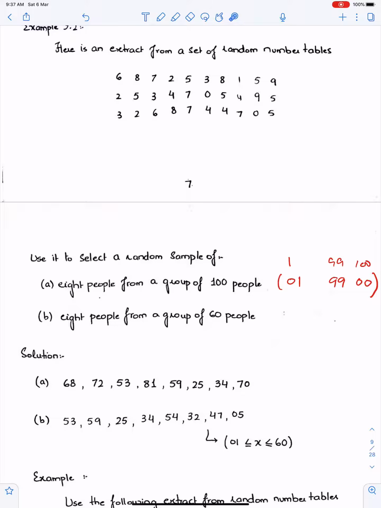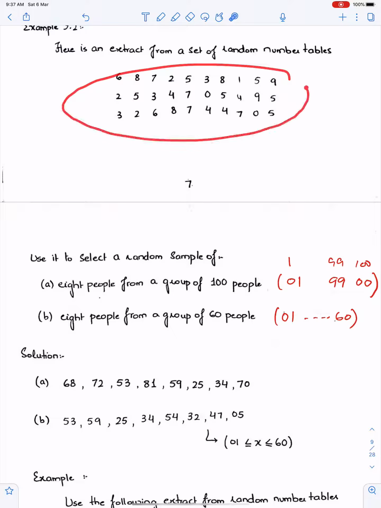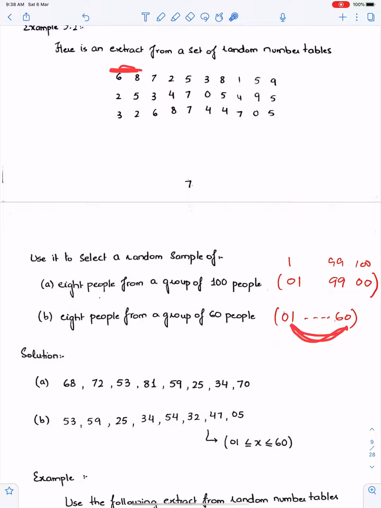Now, 8 people from a group of 60 people. The first person will get the number 01 and the last person will get the number 60. This is the range. You need to select a sample of 8 in this range from this extract. The first number is 68, but it is greater than 60, it's not in this list, so you need to discard this number. 72 will be discarded as well.